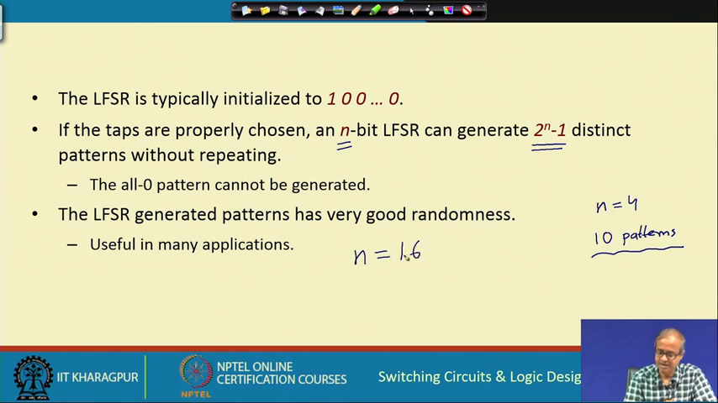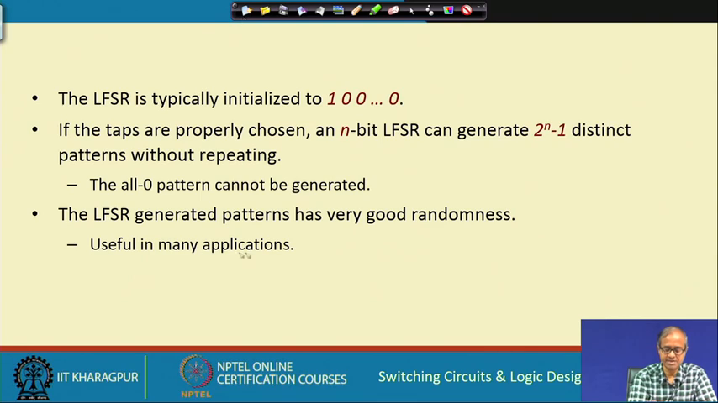Okay? So, by suitably choosing the taps, we can generate a very large number of distinct patterns. For example, if I have a 16 bit register LFSR, then 2 to the power 16 minus 1 is 65535. So many distinct random patterns can be generated, right. Now, there are many applications where such random patterns are used. We shall be discussing one such application later in this course, namely while we are testing a digital circuit for faults, fault testing. There also these randomness properties are exploited in some of the techniques, this we shall see later. Okay.